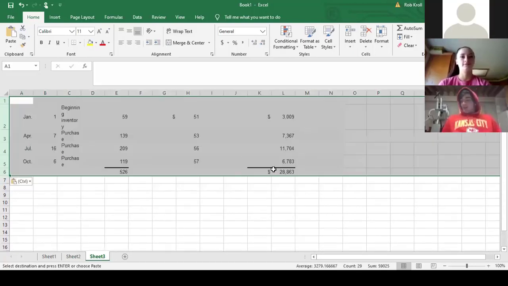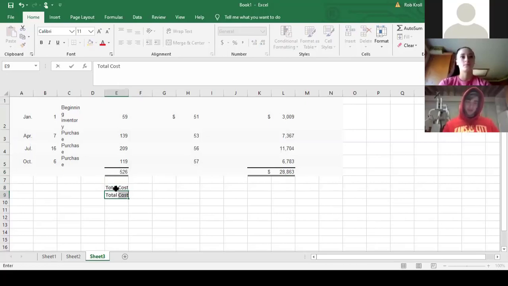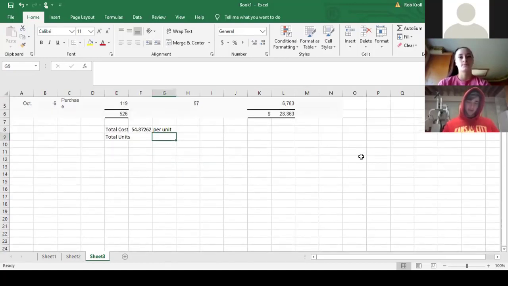So we care about the totals. Here's a total right there, $28,865. Total cost divided by total units. So what I'm going to do first is take this total divided by this total. And it says each unit is costing me, on average, $54.87.